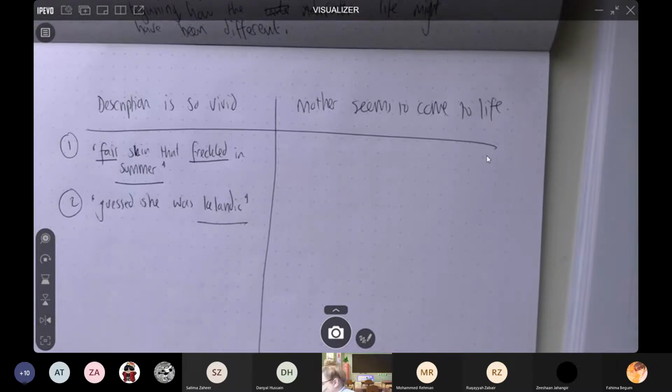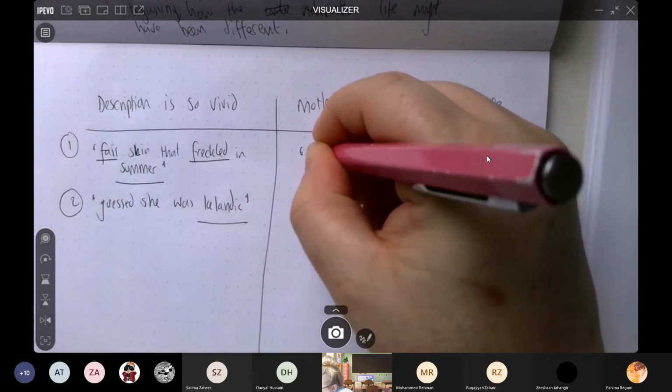Now I need to pick out some quotation that suggests that she comes to life. And this is potentially a little bit more difficult because how we each interpret a character coming to life may be slightly different. But for me, it's things like the rustle of her starched shirt.